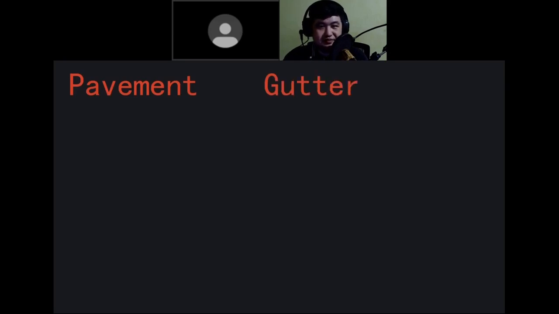For example, the word sidewalk. British people use pavement. In American they use sidewalk. Or they say gutter, but the formal use of it is always pavement in British. You will always see that.